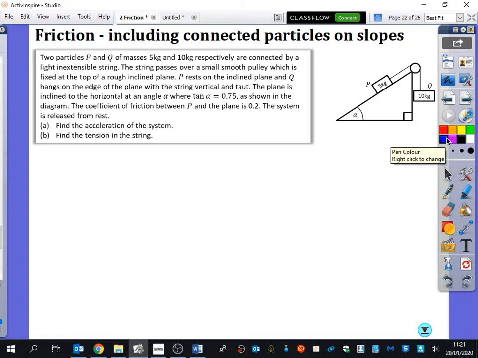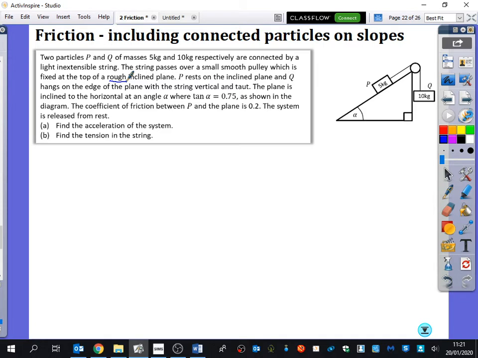The diagram has already been drawn for us, but I'm still going to read through what we've got. Two particles P and Q of masses 5 kilograms and 10 kilograms respectively are connected by a light inextensible string. The string passes over a small smooth pulley which is fixed at the top of a rough inclined plane. That's the first time we're coming across it now with a rough part.